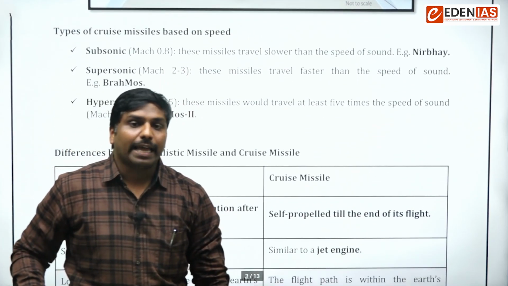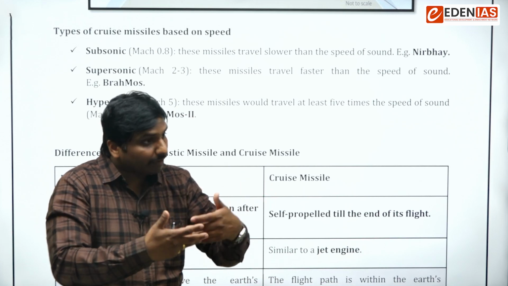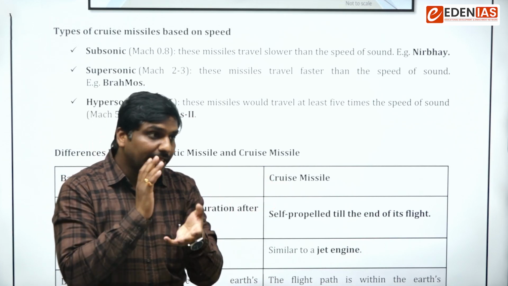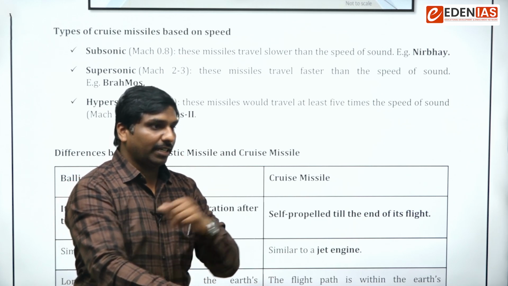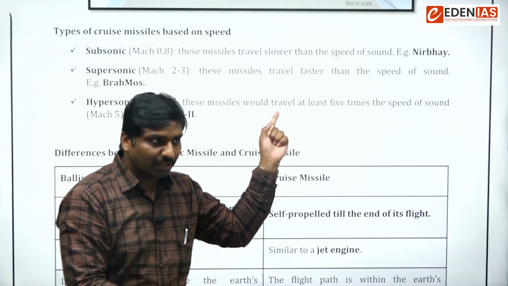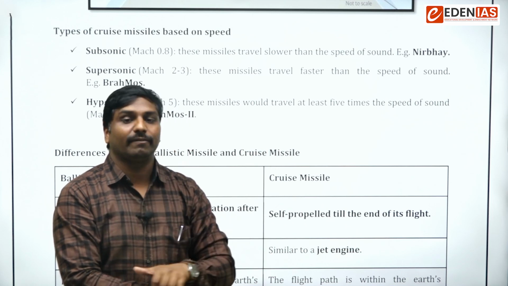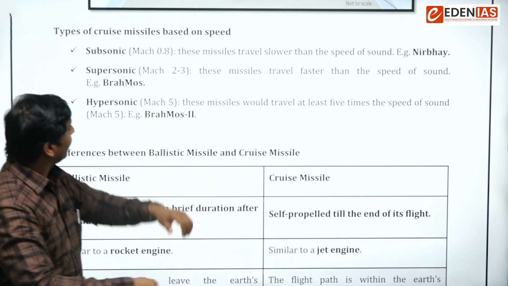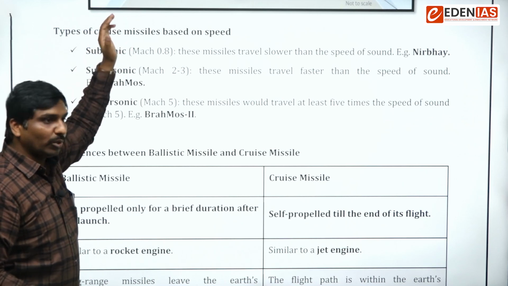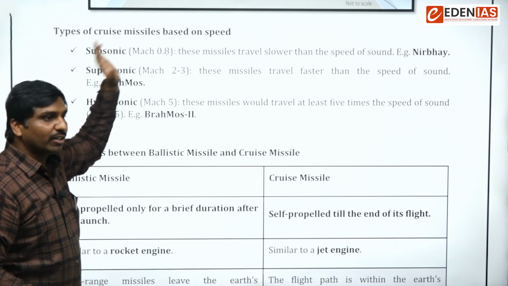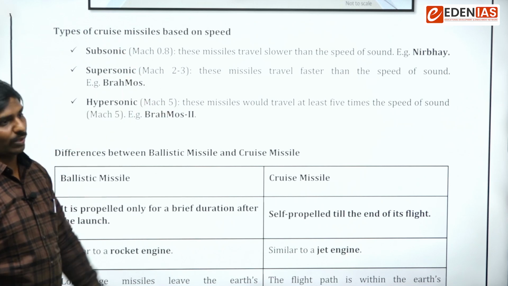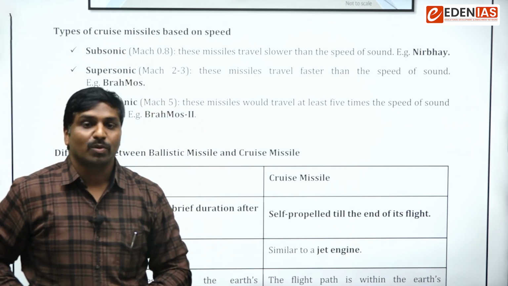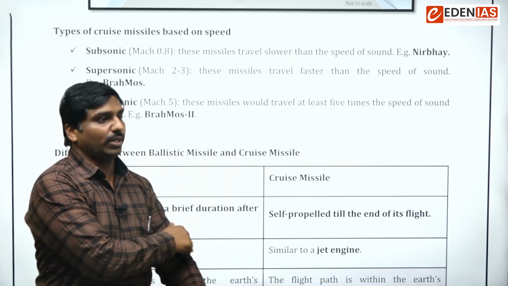Like in ballistic missiles, where we classified them based on range, here also in the similar fashion we classify based on the speed of the missile. Based on the speed, we can have different types of cruise missiles: subsonic cruise missiles, supersonic cruise missiles, and hypersonic cruise missiles. Three types of missiles can be there. So what are subsonic cruise missiles?